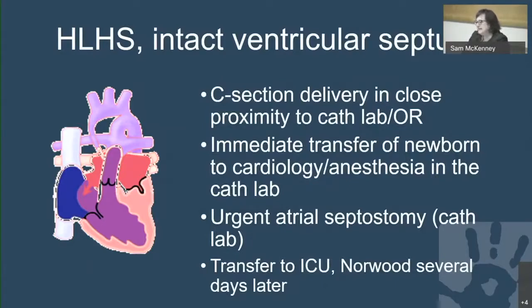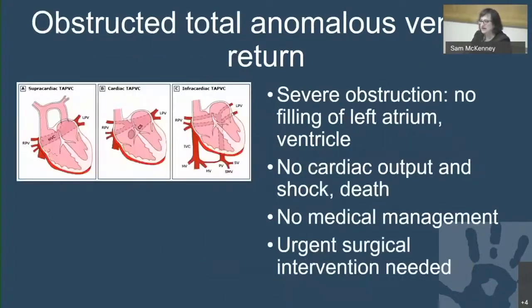So these babies need delivery by C-section in close proximity to the cath lab or the OR where the next procedure can take place, with immediate transfer of that baby to the cardiology and anesthesia team, an urgent atrial septostomy, and only then transfer to the ICU, let them recover for a few days and continue with their surgical care.